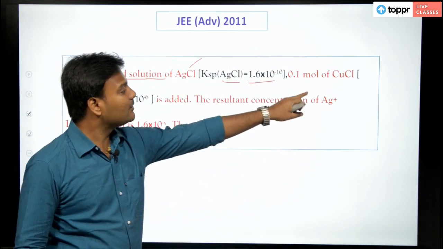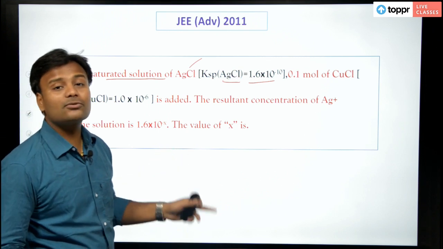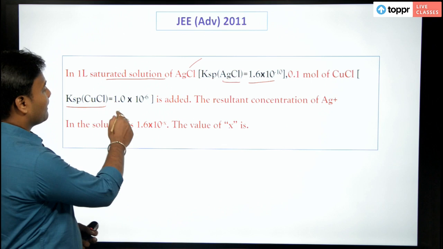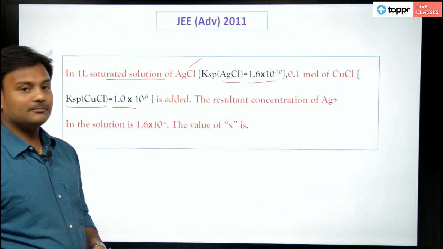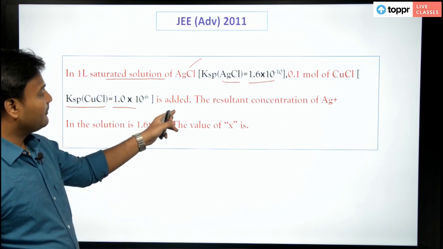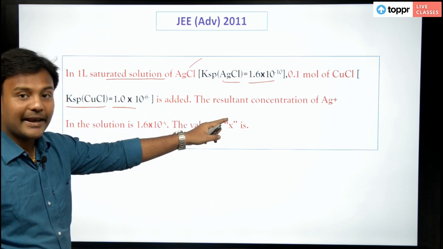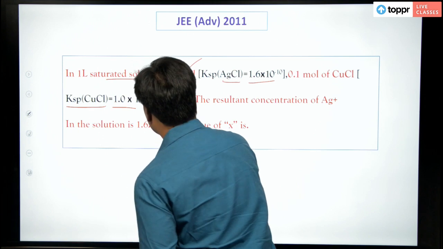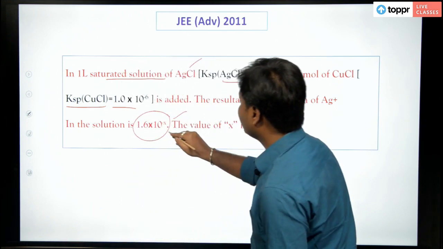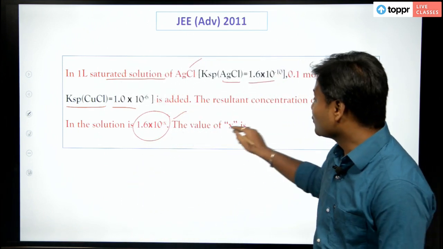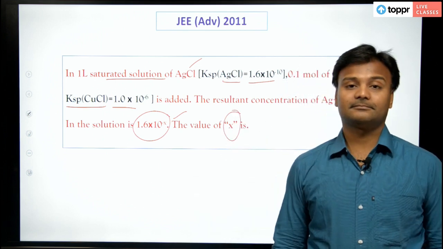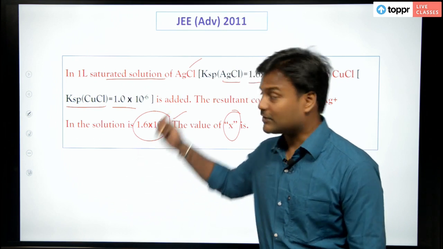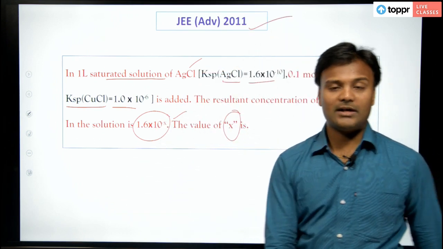0.1 mole of CuCl, cuprous chloride, the solubility product of this is 1 into 10 raised to minus 6, is added. The resultant concentration of Ag plus in the solution is 1.6 into 10 raised to minus x. So, what is this x? What is the value of x? Subjective question which was asked in Advanced 2011.